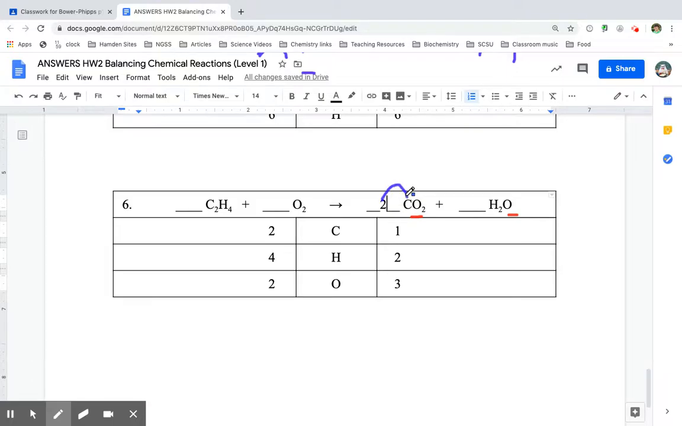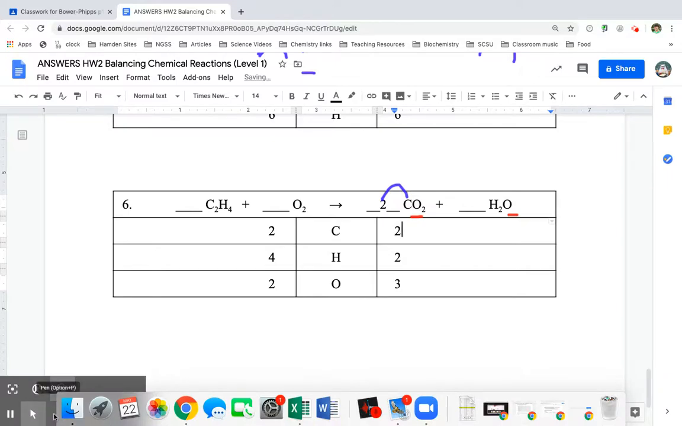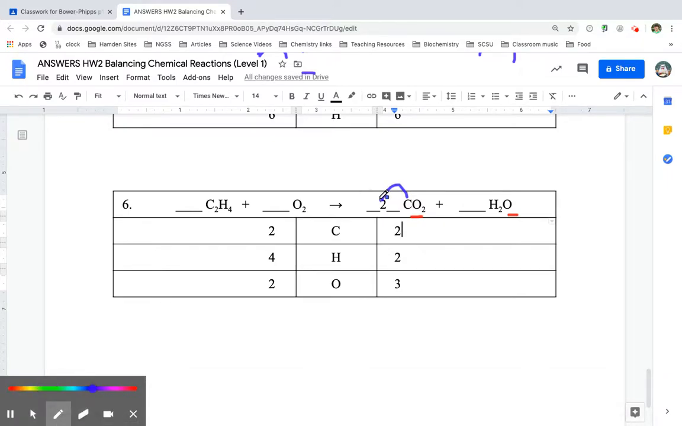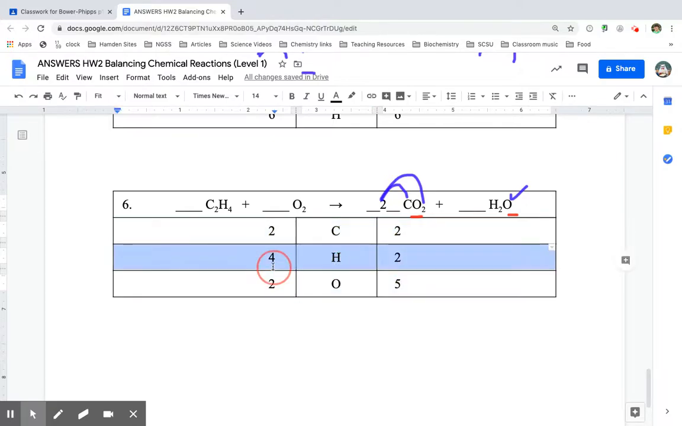Always put the big numbers first because that tells you what's going to multiply through. 2 times 1 gives me 2 carbons. 2 times 2 plus 1. So 2 times 2 is 4 plus 1. Now I have 5 oxygens. All right, carbons were good. Let's tackle the hydrogens next. I have 4 on the left. I need 4 on the right.